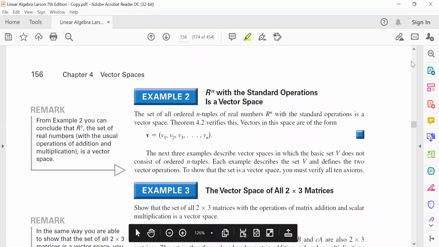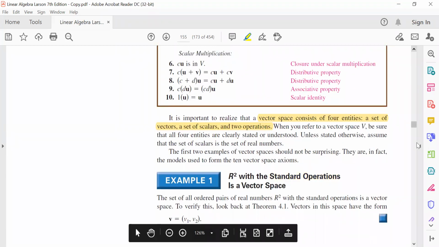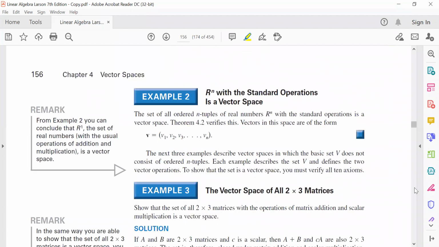Rn with the standard operations is a vector space, and we'd already showed this. That was what Theorem 4.2 was all about. By the way, R1 would also be a vector space if we want to view it that way. Well, let's look at a new vector space.